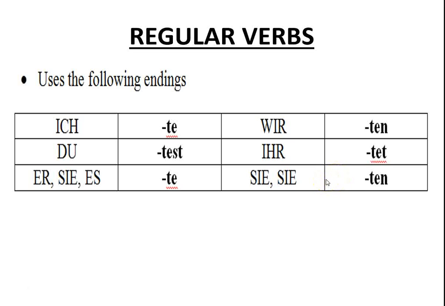And with regular verbs, we simply take the regular verb. So if it is kaufen, we take off the ending, which is en. We are left with the stem or base of kauf. So we could simply add the endings: Ich kaufte ein Buch, I bought a book. Du kauftest ein Buch, you bought a book. Er kaufte ein Buch, he bought a book. Wir kauften ein Buch, we bought a book. Ihr kauftet ein Buch, y'all bought a book. Sie kauften ein Buch, they bought a book.